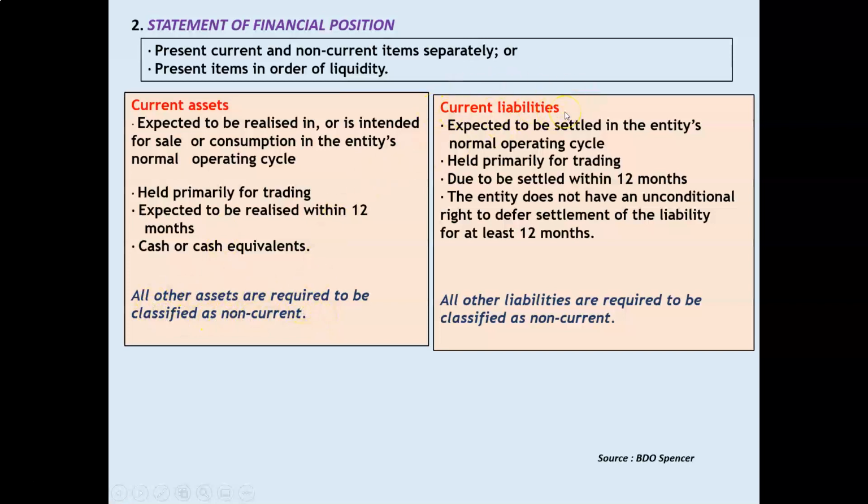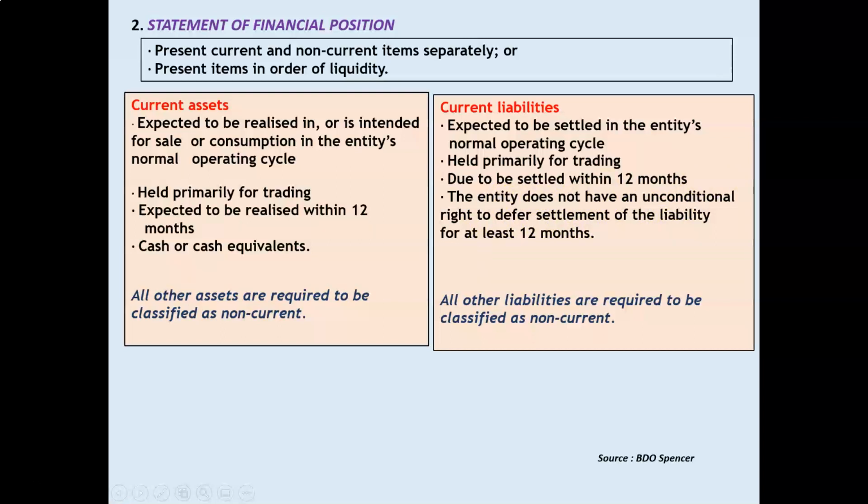Simultaneously, what is a current liability? That's a liability that is expected to be settled in the entity's normal operating cycle. It's also held primarily for trading. It's due to be settled within 12 months after the financial year end. The entity does not have an unconditional right to defer settlement of the liability for at least 12 months.